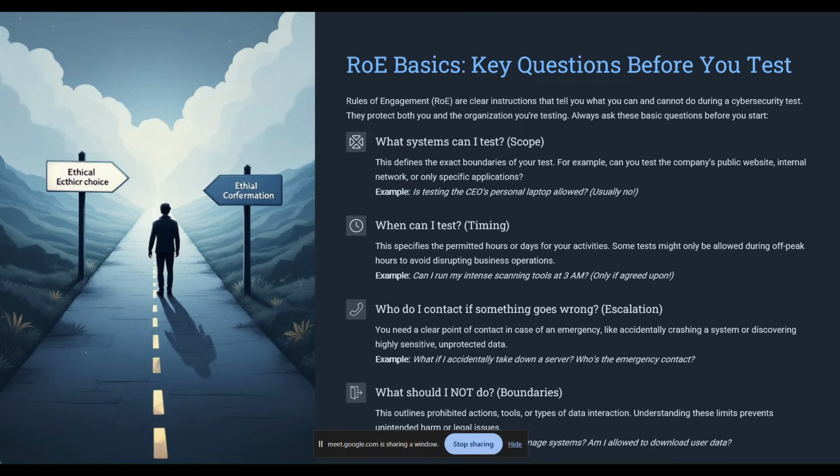Maybe your scan accidentally caused a production server to slow down. What is the first thing you should do? We will contact the escalation or emergency contact and tell them that this happened. Yes, exactly. You should stop the test and ask for the emergency contact before touching anything. Whenever such a mishap happens, inform the designated contact, maybe their SOC or IT lead, and share details like what you ran, so it will help them stabilize the systems.